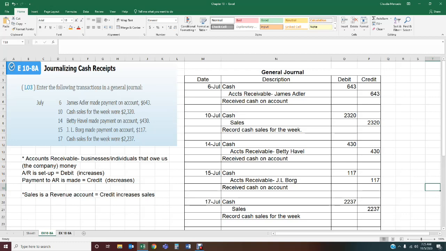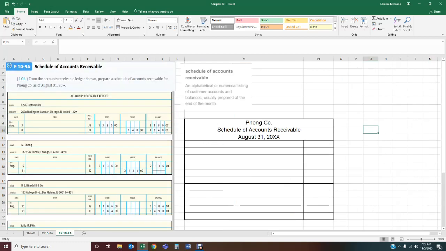Okay. Now, the last problem that I'm going to be going over, this is the second problem that I'm going to be covering in this lecture.